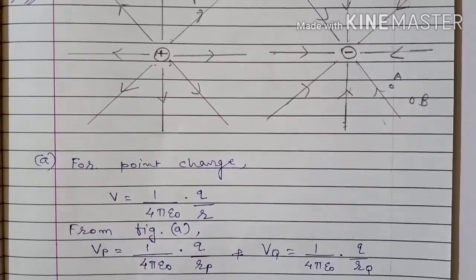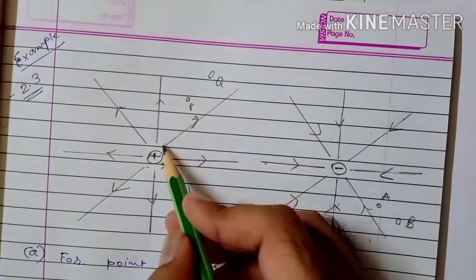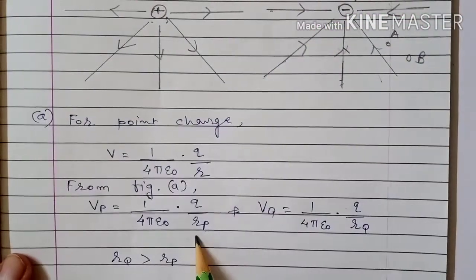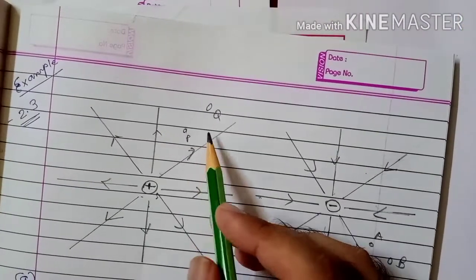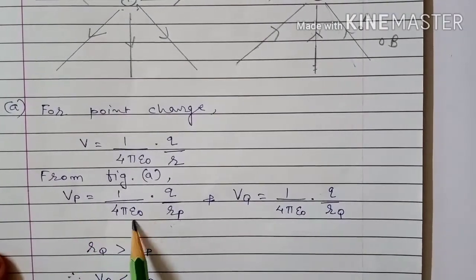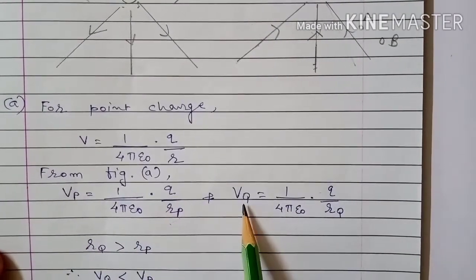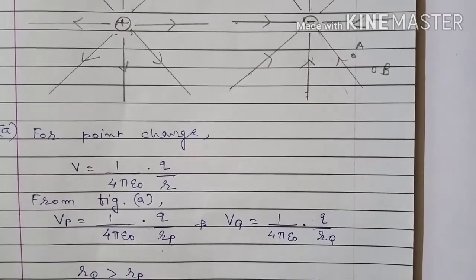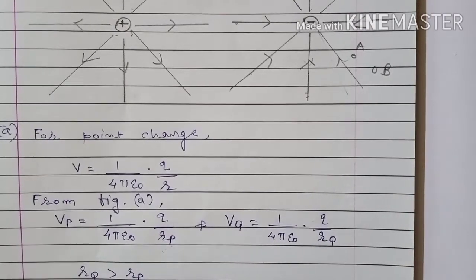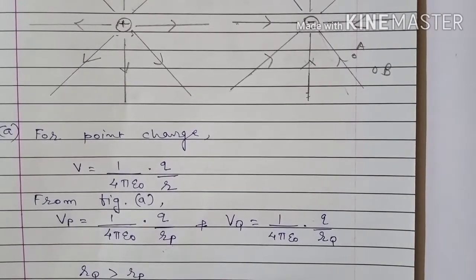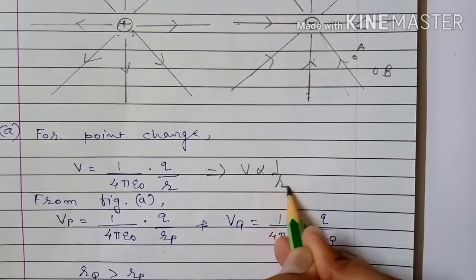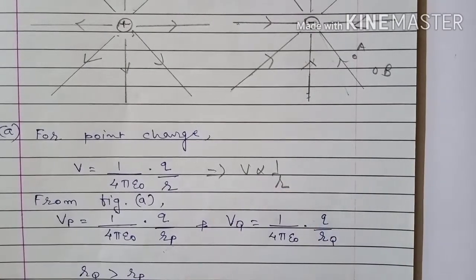From figure A, potential at point P. Here, distance of point P from this charge is, let me take Rp, and distance of point Q from this point charge is, let me take Rq. So we can write Vp is equal to 1 upon 4 pi epsilon naught into Q by Rp, and Vq is equal to 1 upon 4 pi epsilon naught into Q by Rq. Here source charge is the same, Q. So we can say that potential is inversely proportional to distance. V is inversely proportional to distance. As distance increases, potential decreases.